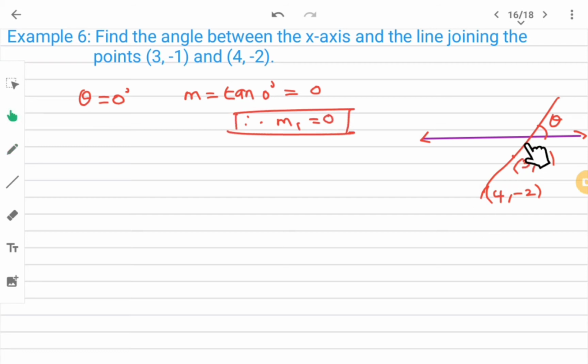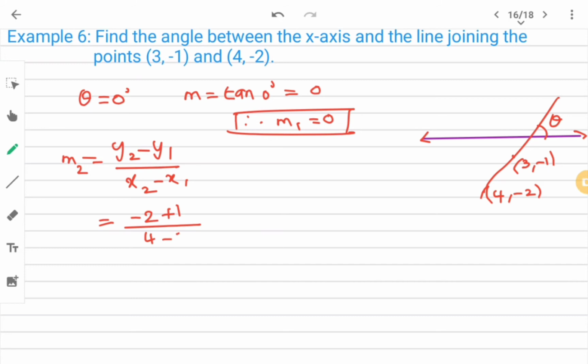Now I am going to find the slope of this line. Here they have given 2 points, so we need to use the 2-point formula. That is, m2 is equal to (y2 minus y1) by (x2 minus x1). On further substituting, you will get (-2 plus 1) by (4 minus 3). Then you will get -1 by 1, that is equal to -1. Now m2 is equal to -1.